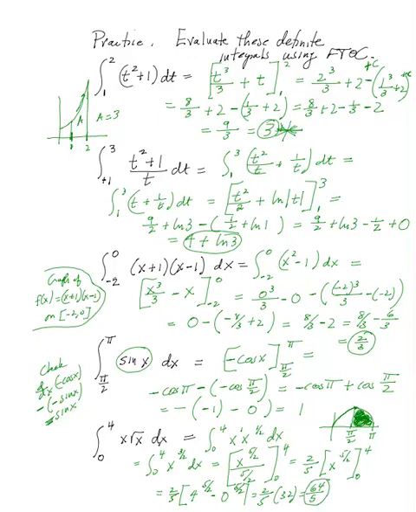There's that many square units of area underneath the graph of y equals x times square root of x on the interval 0 to 4.